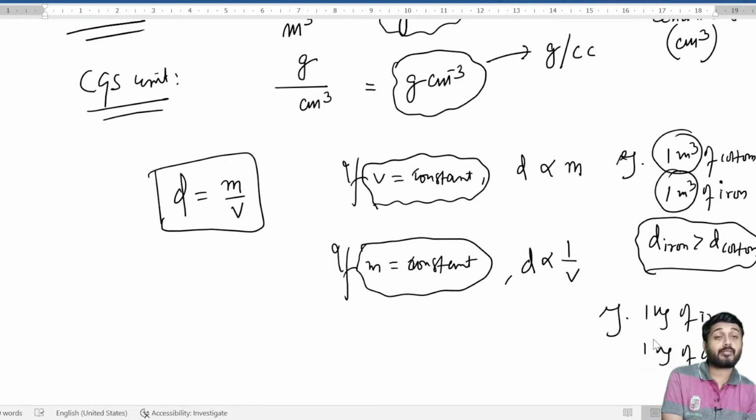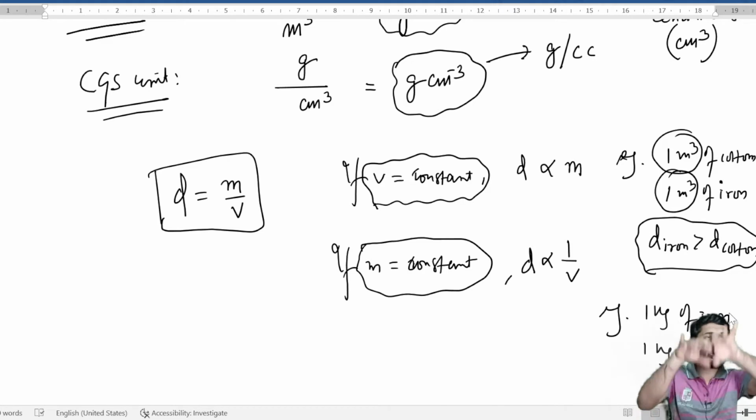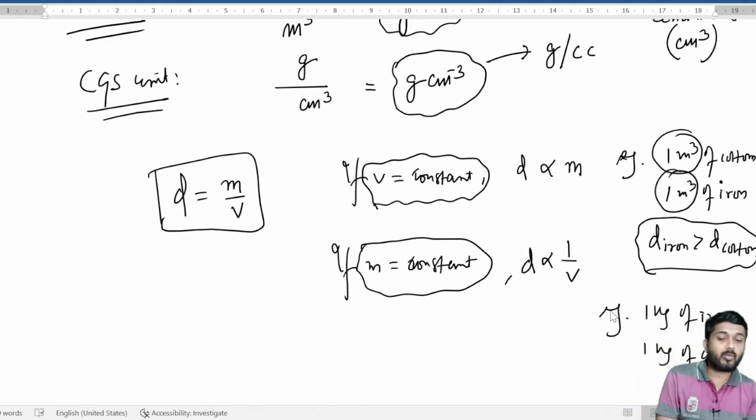So which will have more volume? Of course, cotton. 1 kg of cotton will have a big volume, a big lump of cotton, right? And 1 kg of iron is just a small piece of iron. What is the reason behind that? The reason is density. You understood from the previous example that the density of iron is greater than the density of cotton. That is why the volume of iron is less than the volume of cotton.